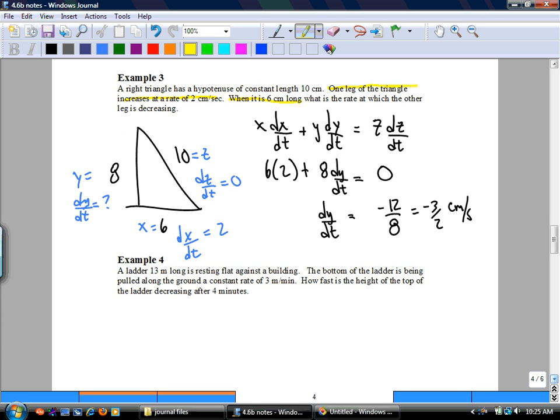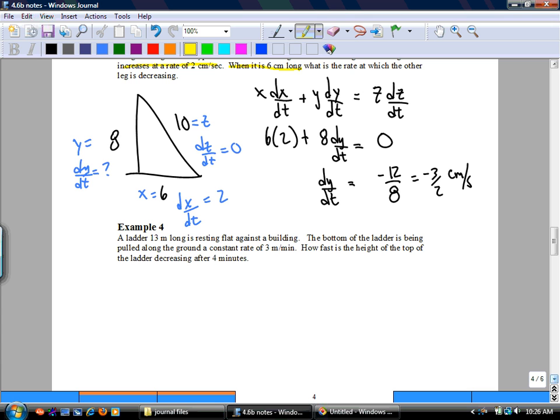The bottom of the ladder is being pulled along the ground at a rate of 3 meters per minute. So here we are. We've got a ladder. Your friend's standing on it. It's 13 meters long. You're leaning on the ladder. Somebody runs up and ties the rope to the ladder and starts to pull it away from the wall. Now this is a pretty slow motion kind of accident.